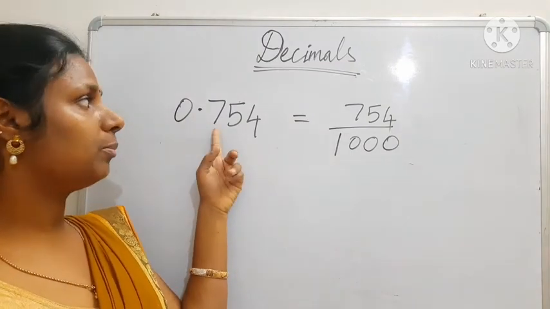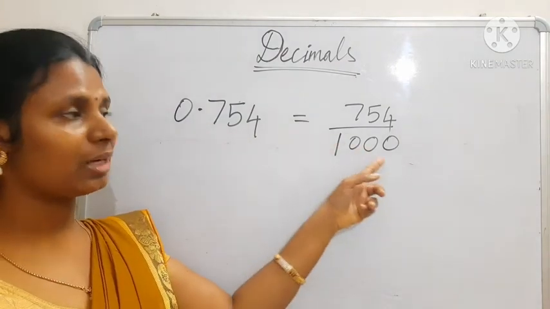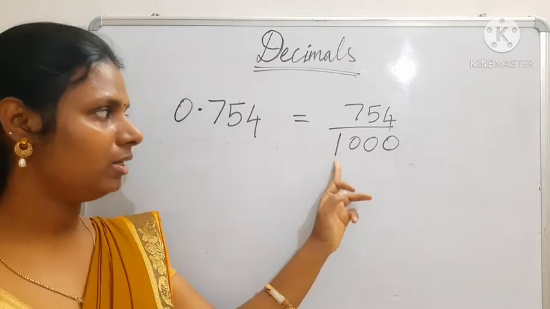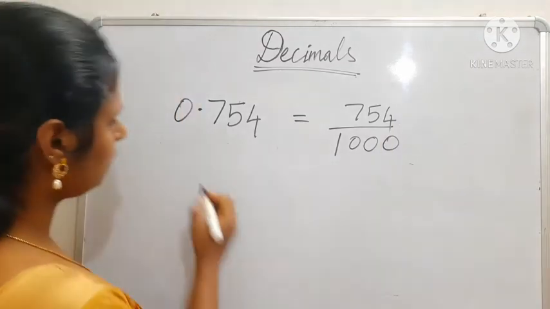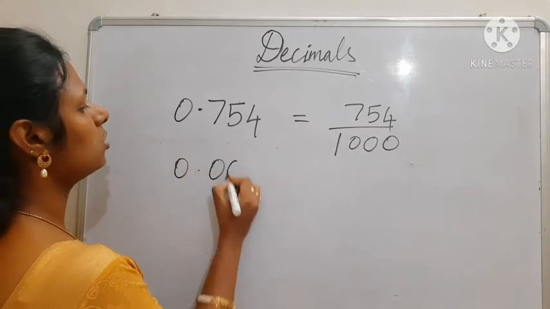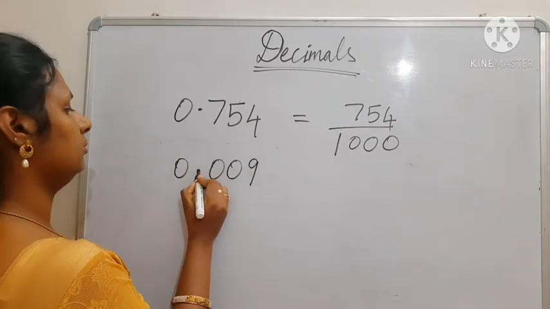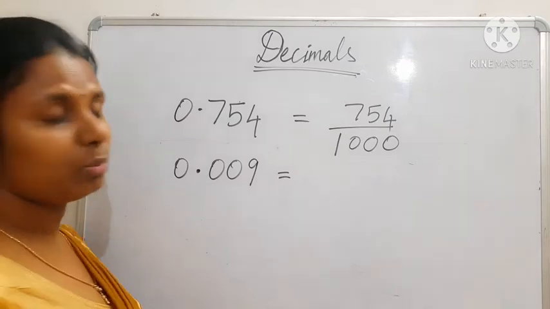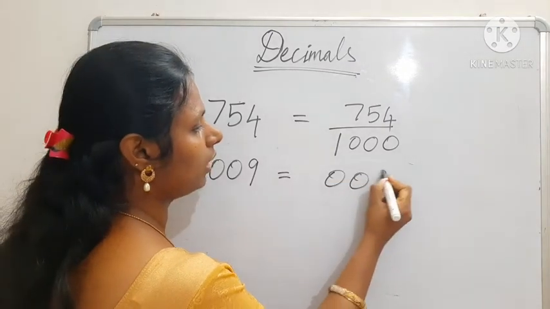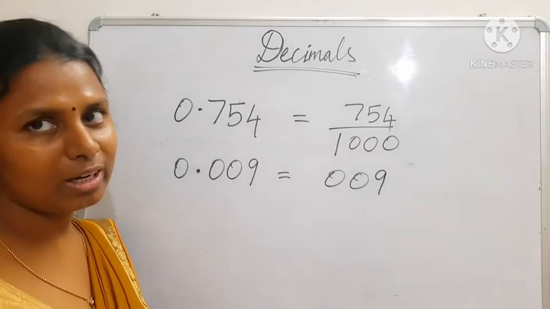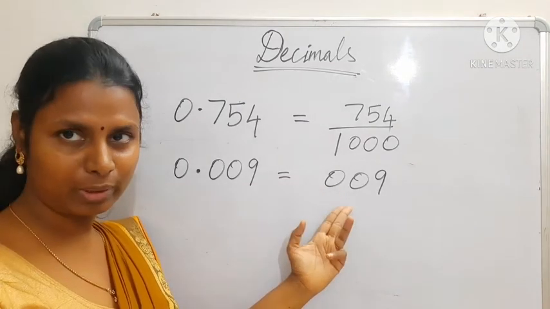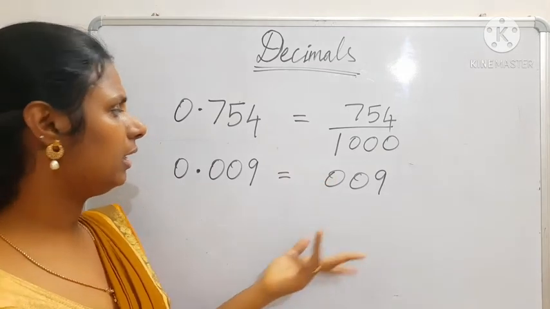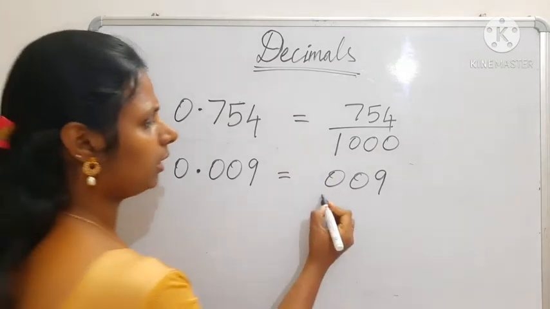Okay, after the decimal point, how many numbers are there? That many 0s you have to put. 1, 0, 0, 0, 1000. Now 0.009. So the numerator 009 you can write, otherwise only 9 also you can write, because there is no value for 0 before the number. So I have written here 009, you can write anything.